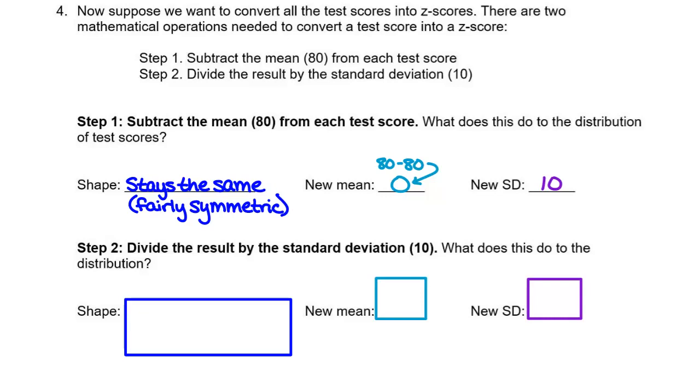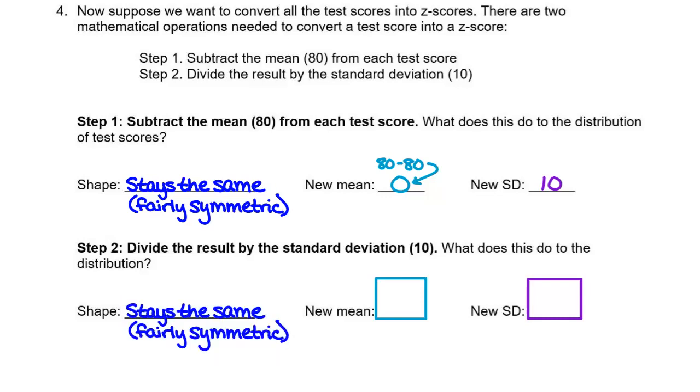How will my shape change from here to here when I divide everything by 10? How will the shape change? Or will the shape change? It's going to stay the same. If you remember on the front, when everybody's scores doubled, the shape stayed the same. When I divide everybody's scores by 10, the shape will stay the same.